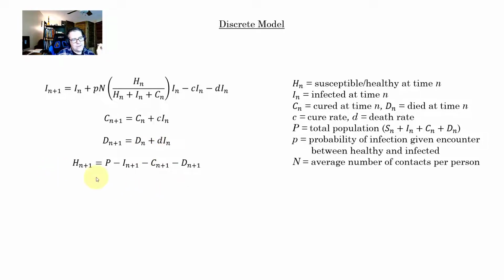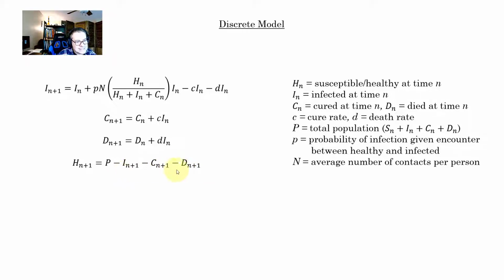Another thing that I will be keeping track of, of course, is the number of healthy and susceptible people, which I call H, and the number of healthy and susceptible people at time n plus 1 in the next time step would be, and the way that I'll calculate it is based on the original total population, capital P, minus the number of people that have become infected in that time step, minus the number of people that have been cured in that time step, and subtract the number of people that have died in that time step.